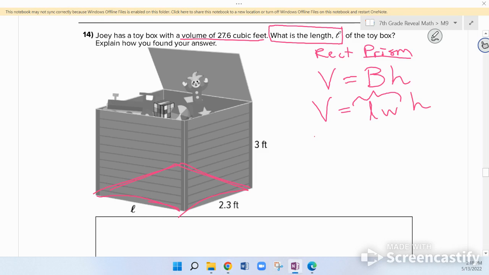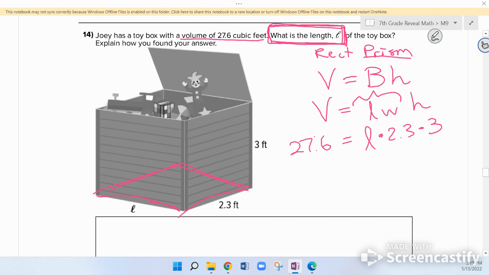All right, now, guys, which of the variables are we going to leave? Just raise your hand when I point to it. Which one is going to be left in here, not replaced by anything? Who says the V? Who says the L? Who says the W? Who says the H? All right, it says what is the length, so that's going to remain our unknown. So L is going to stay there. We're going to replace V with 27.6, and we're going to leave the L in there. We're going to substitute in the width, which is 2.3, and the height, which is 3.